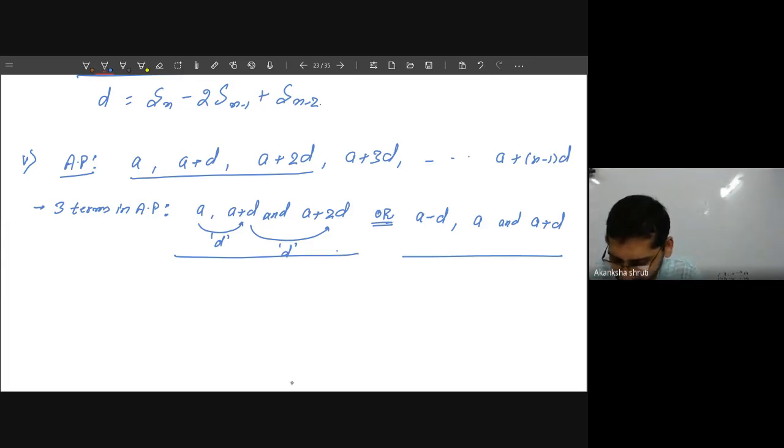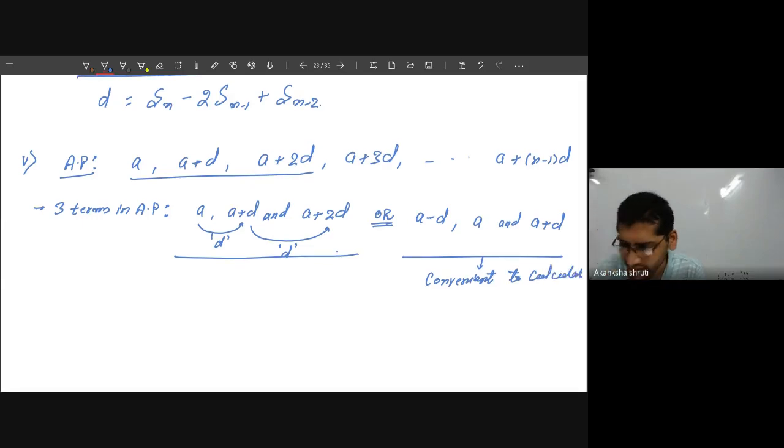But if you take it in this way, it is convenient to calculate or to relate the given condition. Why is it convenient? We will see with an example. If it is given that the sum of three terms of an AP is, say, 24, and the product of these three terms is, say, 210, then find the three terms of this AP.